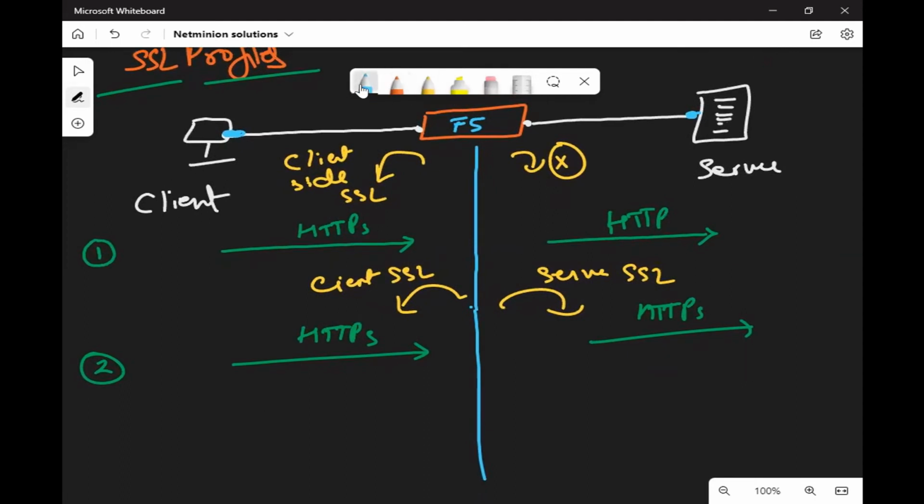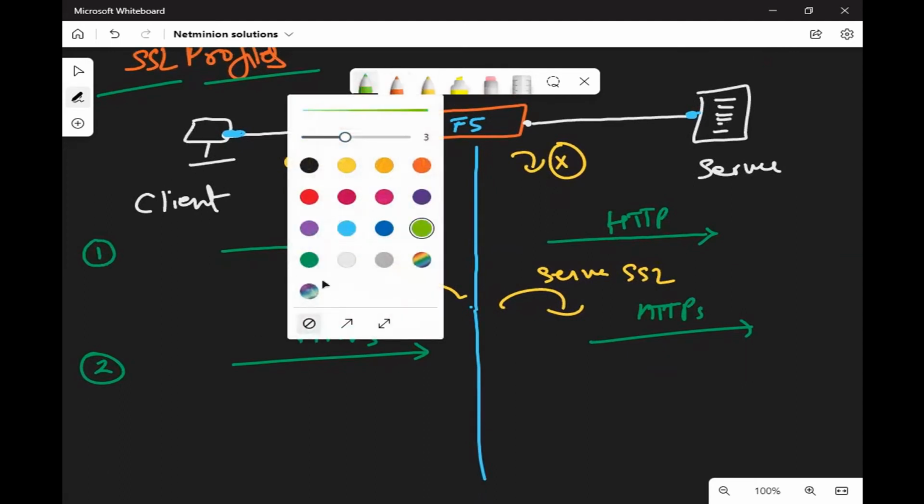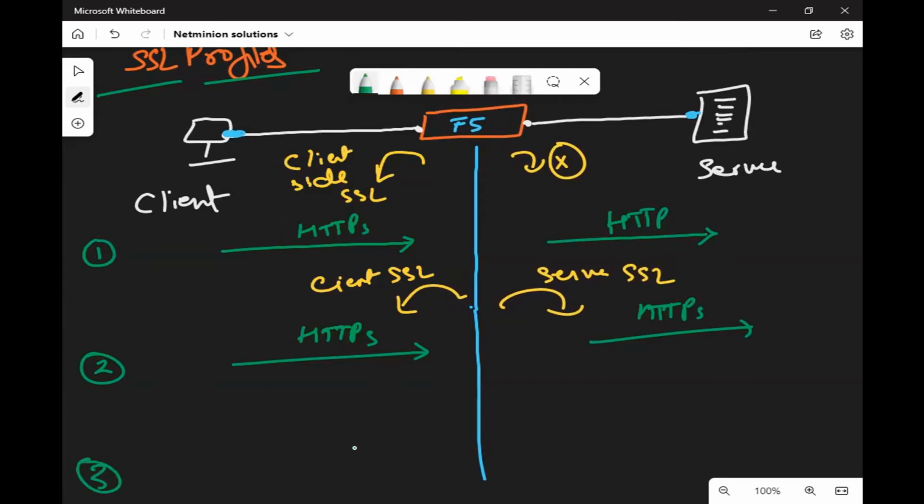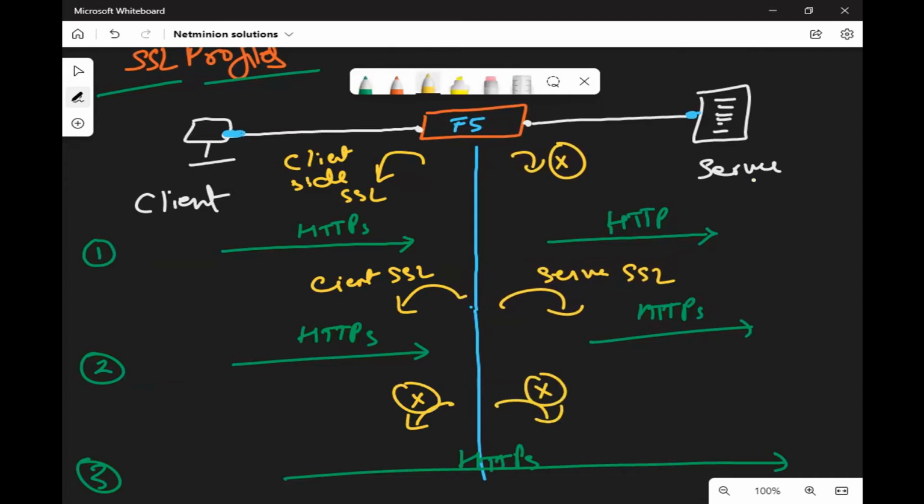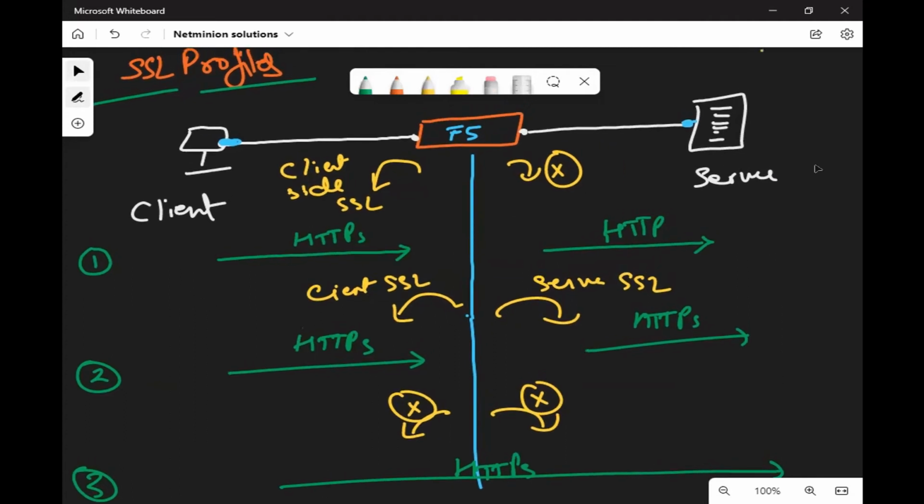Let's come to the third point then. HTTPS, this side. Neither will I apply client nor will I apply server. Can you tell me the difference between 1, 2, 3? It is very clear from the picture, but I wanted to understand from you. Can you tell me?